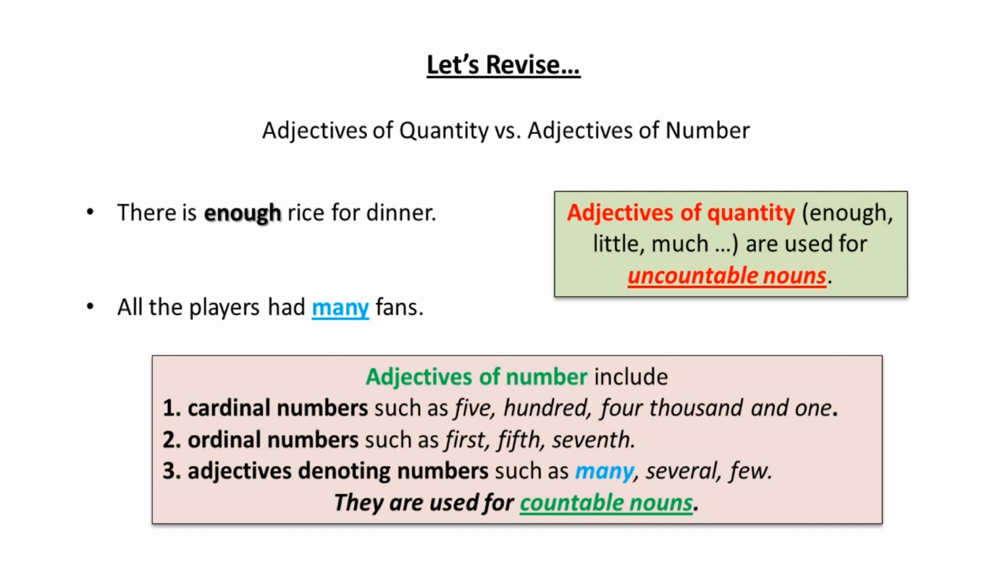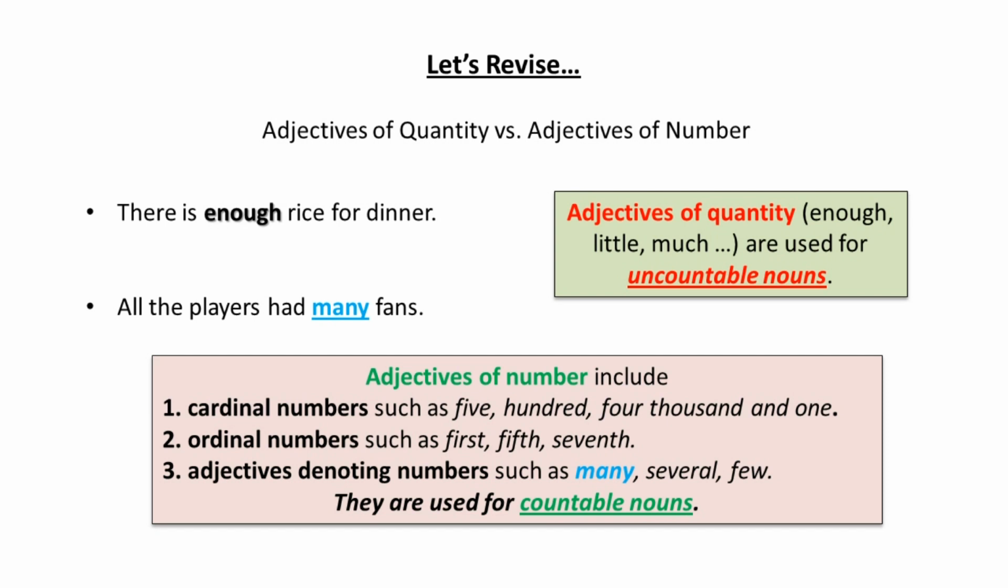Many fans. Several fans, you can say. They had few fans. Why have we used an adjective of number there? Because fans is a countable noun. You can count how many fans are there. I had one fan. He was my first fan. I had several fans. So fans is a countable noun, and therefore you have to use an adjective of number before fans, and many is an adjective of number. That is it about the difference between adjectives of quantity and adjectives of number.